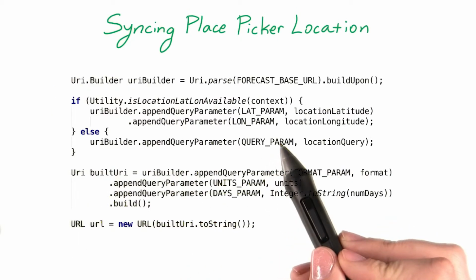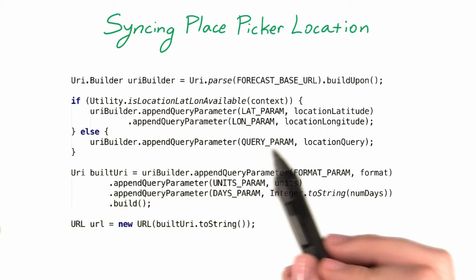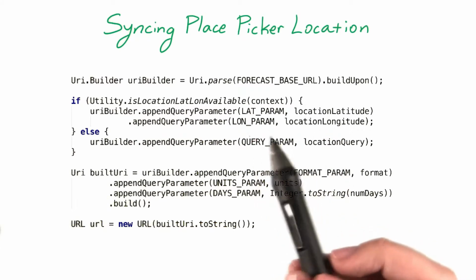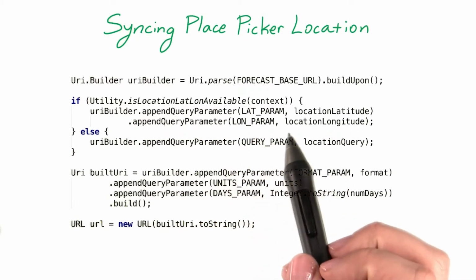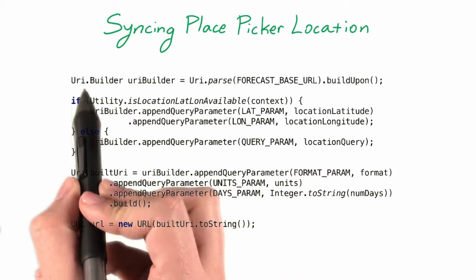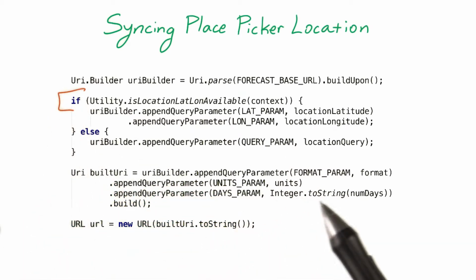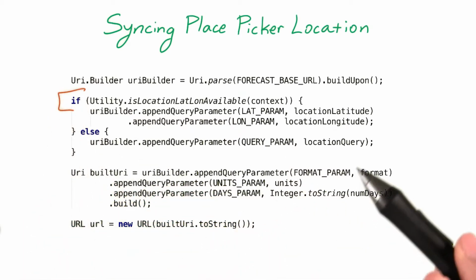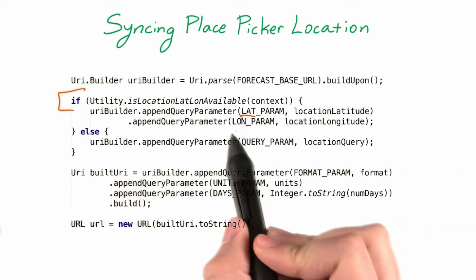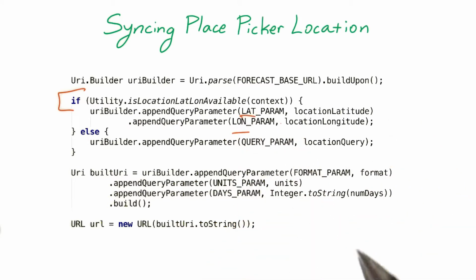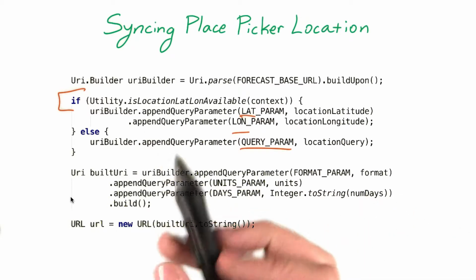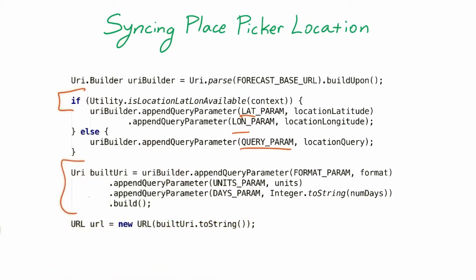In SyncAdapter, instead of always building the query based off of the location string, we want to potentially build a query using a latlong value. So first, we need to check if we have a latlong to work with. And if we do, we're going to build the request using lat and long. However, if we don't, we're going to build it the way we were before using our location string. The rest of the URI builder remains unchanged.